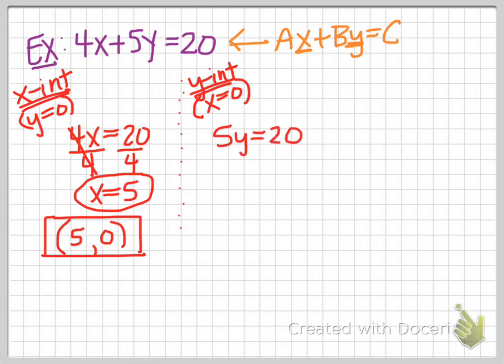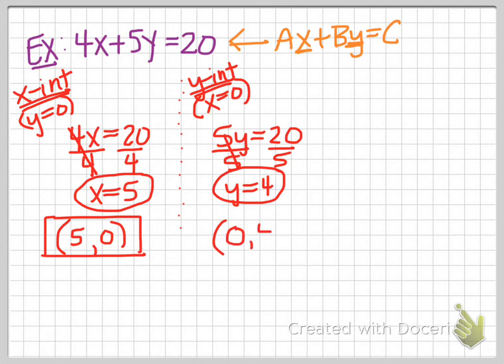You've got this cute little equation, easy to solve. To solve for y, you're going to divide both sides by 5. So y equals 4. There's your y-intercept. As an ordered pair, remember, the y-intercept is where x equals 0, so you would put the y value of 4 where the y value goes. So those are your two intercepts.